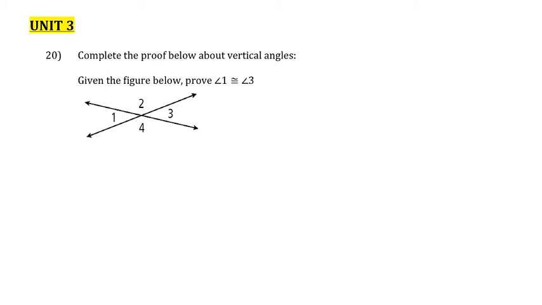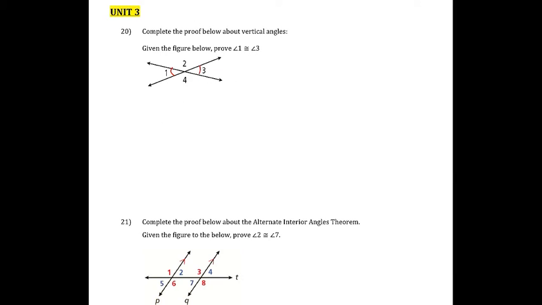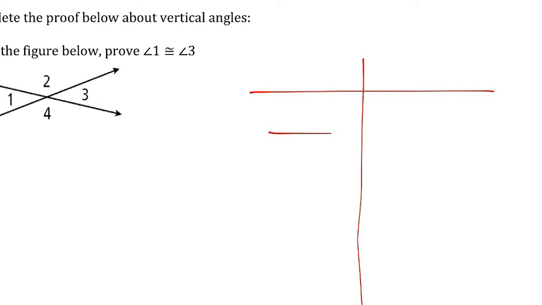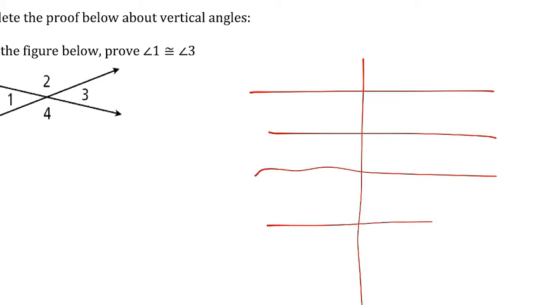For this one, we want to prove that angle 1 is congruent to angle 3. This is just the vertical angle proof, right? We want to show that vertical angles 1 and 3 are congruent. To do that, let's start. We usually like to do 2-column proofs in this class, right? You could write this all out in words, though, if you wanted to.